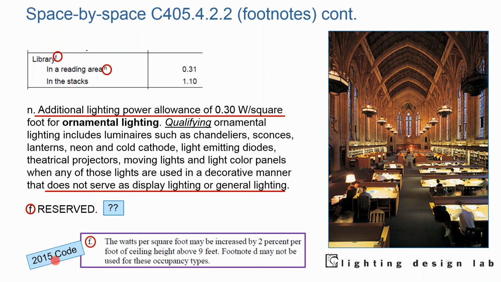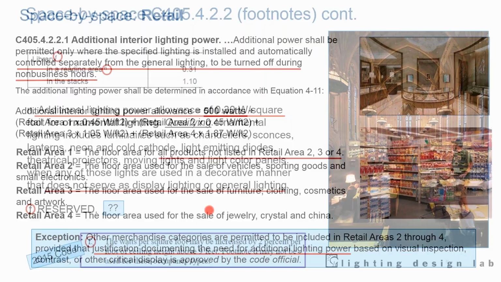And then in the old code, the 2015 code, they had a watts per square foot for higher spaces. You added 2% for every foot above 9 feet. And of course, you've got a quite high ceiling here. But that's gone from the current code. It just has reserved. So maybe that's no longer an option.